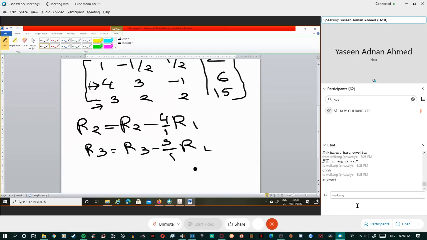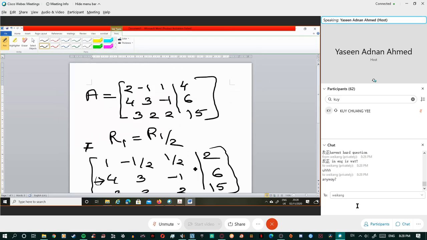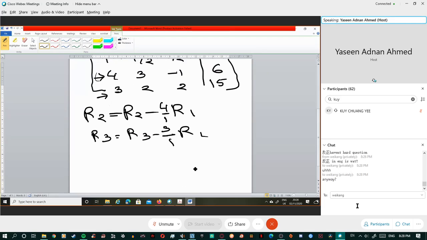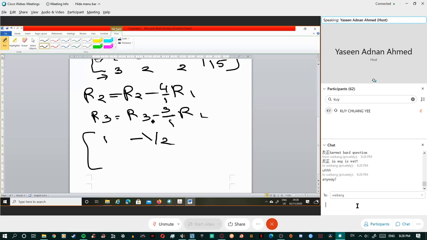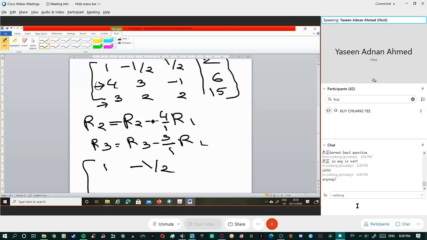Please solve it. So in short, I can make it like this. Row number 1 I am not changing, so we have 1, minus half, and half, and then 2. Then R2 will be, so just calculate the values: 4 minus 4 multiplied by 1. So it means 4 minus 4, that is 0.